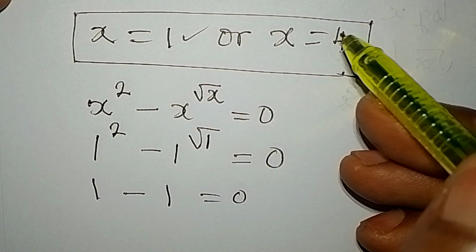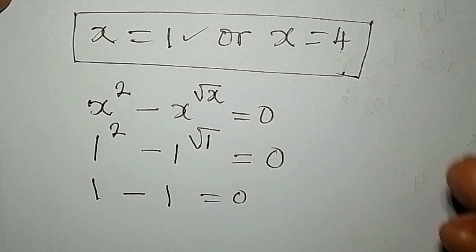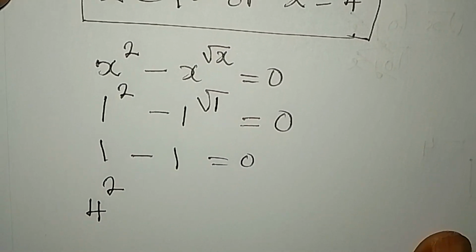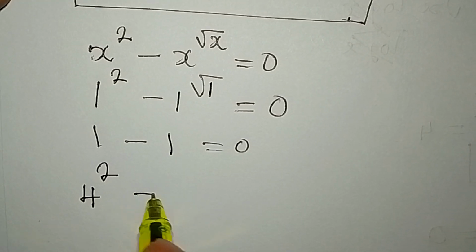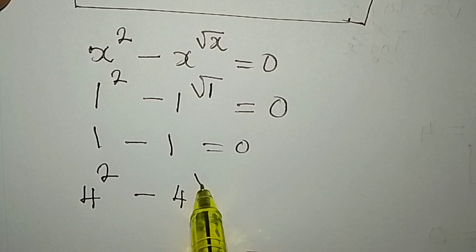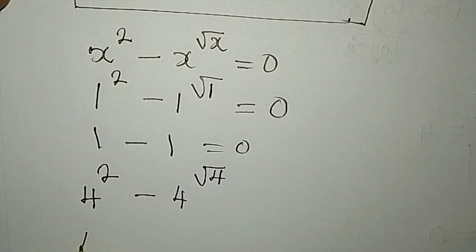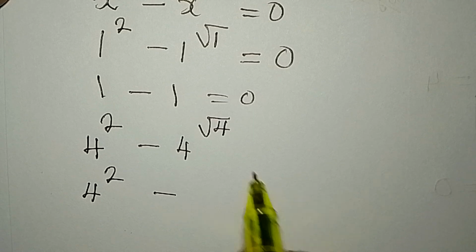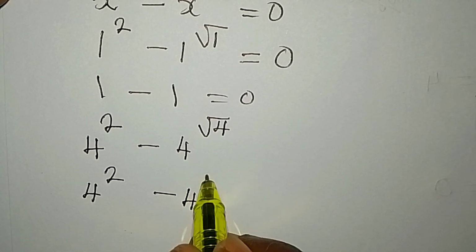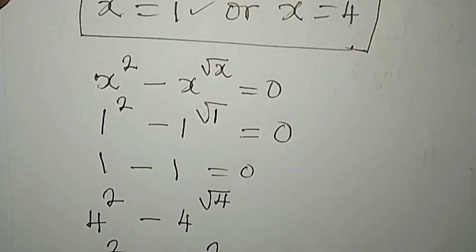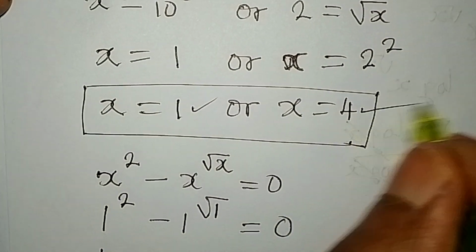Now let's work with x equal to 4. That means we'll have 4 to the power of 2, right? Then minus x is 4, then to the power of root 4. So this means we have 4 to the power of 2 minus 4 to the power of square root of 4, which is 2. So we still have 4 to the power of 2 minus 4 to the power of 2. And this is giving us 0. So this also means that the second solution satisfies.